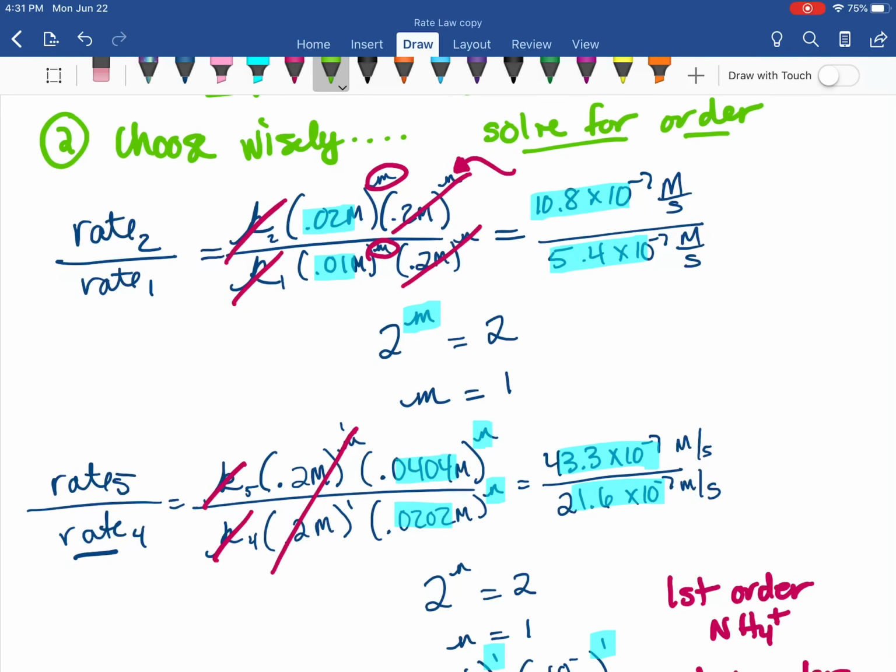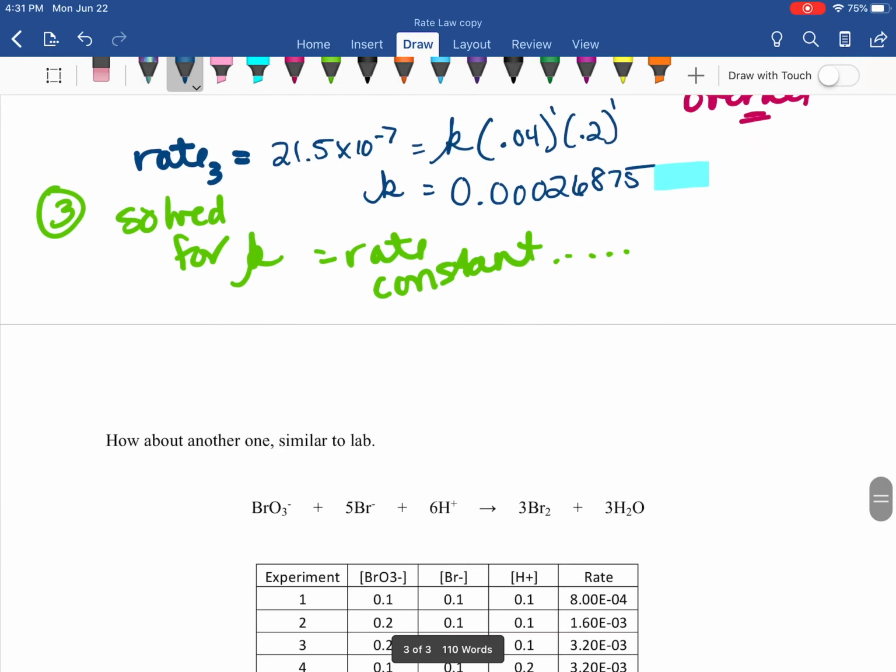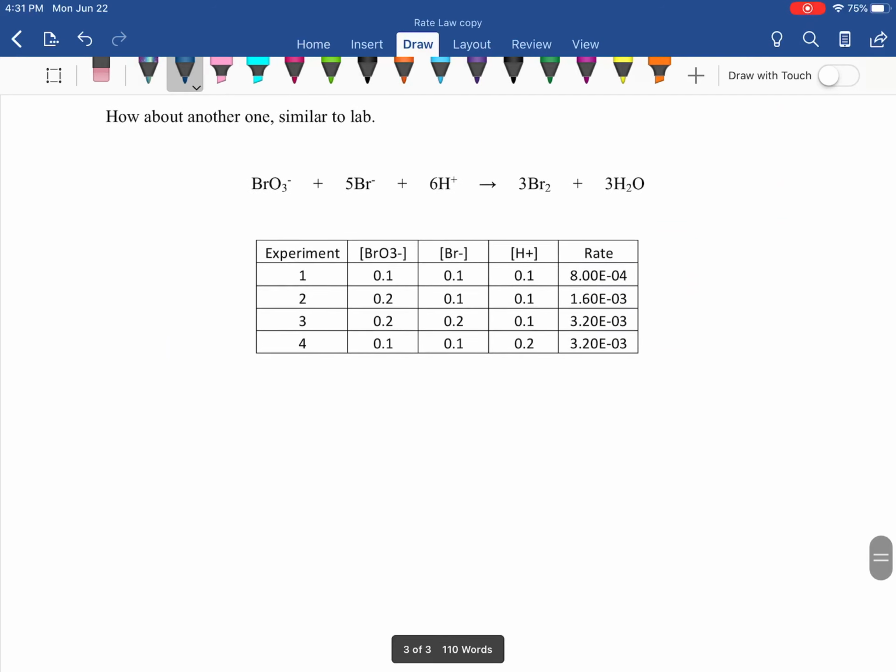Okay, let's do one more. And this one is very much on purpose. It is almost identical to our lab this week. We are doing an iodine clock lab this week, and that is iodine instead of our bromide ion. So I chose this one on purpose. Let's really help you with your lab.